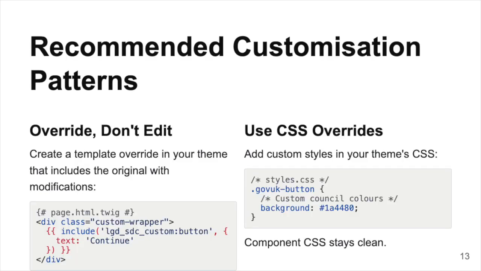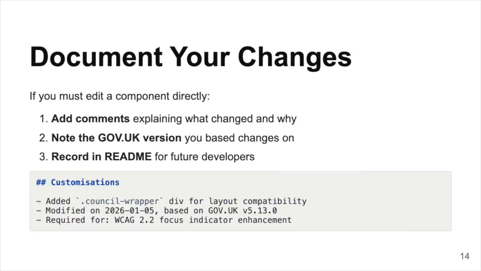Recommended customization patterns. For sustainable customization, consider these patterns. Override, don't edit. Instead of modifying the imported component directly, create a template override in your theme that includes the original component with modifications around it. Use CSS overrides. Add custom styles in your theme's CSS rather than editing the component's CSS directly. This keeps updates clean. Document your changes. If you must edit a component directly, document what you changed and why. When gov.uk releases updates, you'll know what to merge.